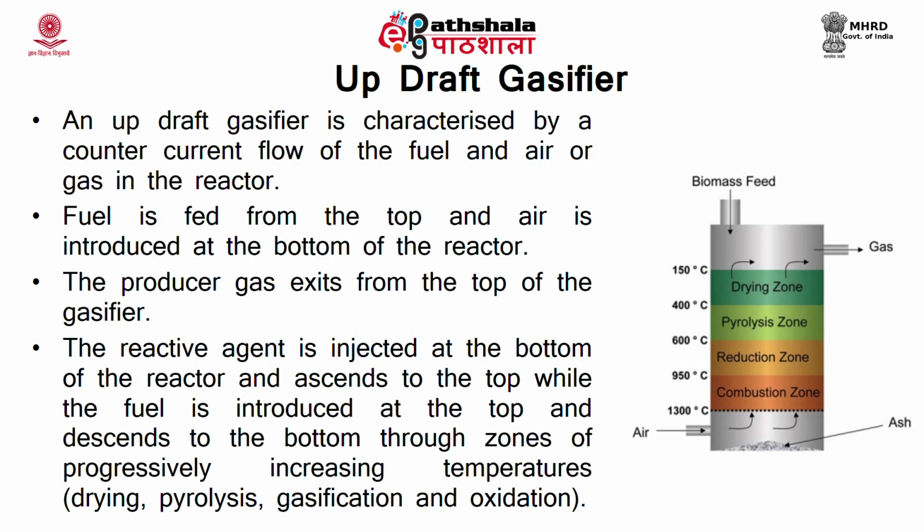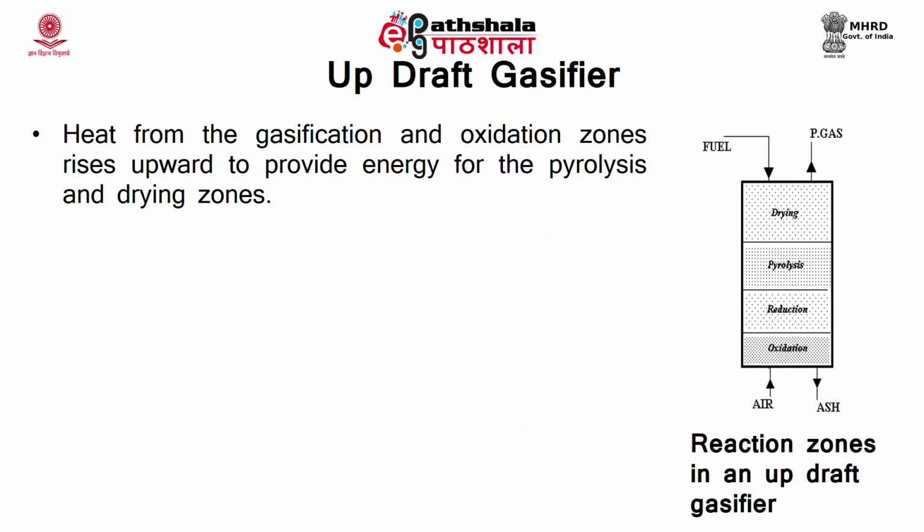The reactive agent, that is the air or whatever the reactive agent is, is injected at the bottom of the reactor and it ascends to the top, while the fuel is introduced at the top and descends to the bottom through zones of progressively increasing temperature. As per that, you have four zones in the gasification reaction in the sequence: drying, pyrolysis, gasification and oxidation. Heat from the gasification and oxidation zones rises upward to provide energy for the pyrolysis and drying zones. So, you have the oxidation zone at the bottom, followed by the reduction, then pyrolysis and the drying zone.